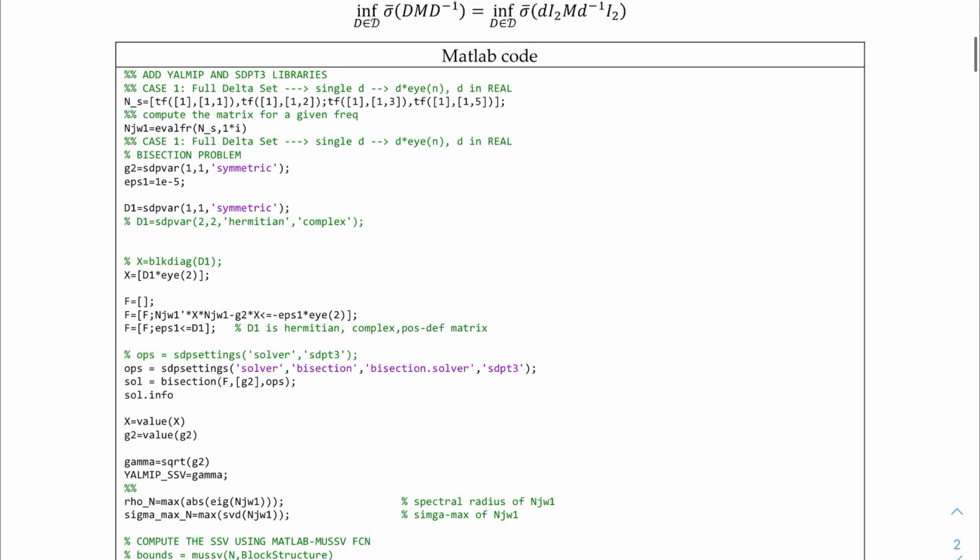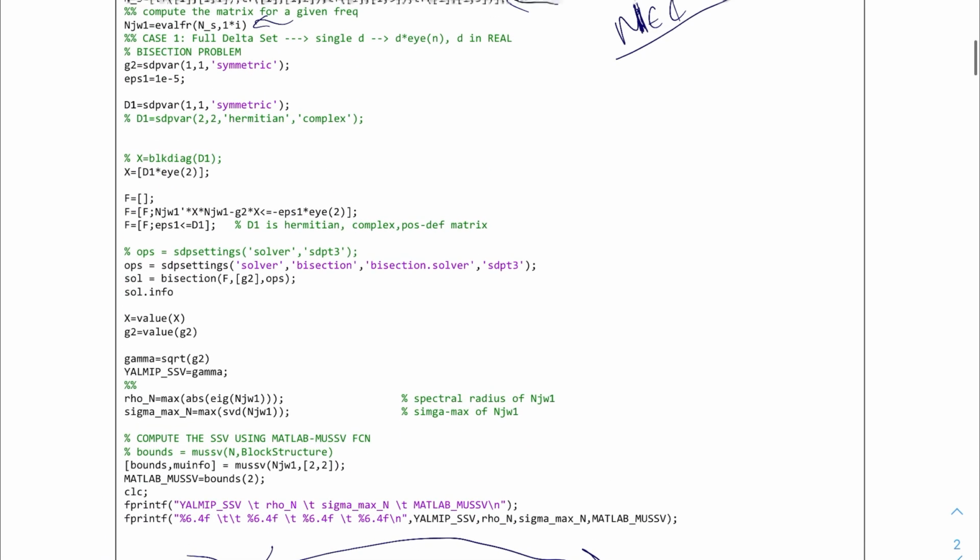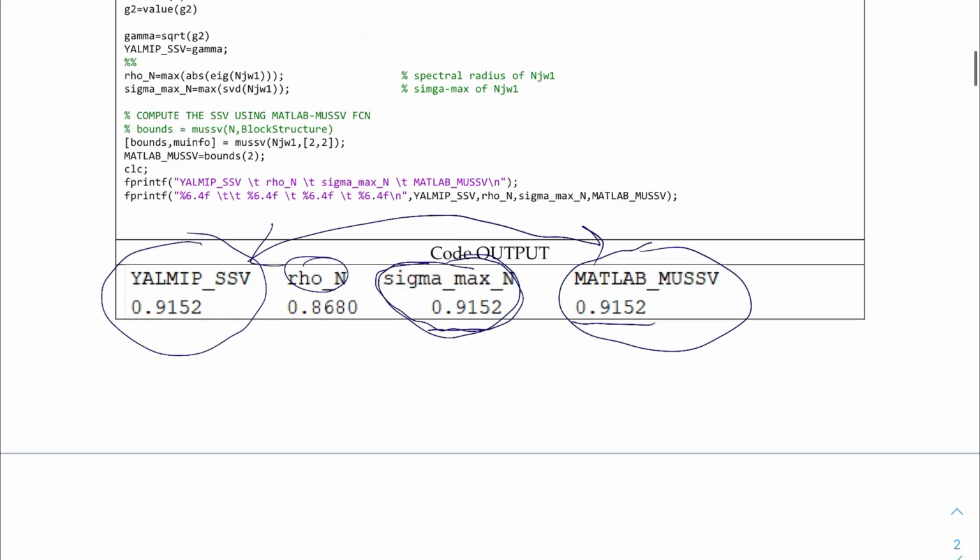This is the Yalmip code. First of all, we are just defining our N matrix, and we are computing to get this N matrix, just a constant complex N matrix. Okay, this is the first problem. Just give me one second. I'm going to show you something before explaining this code.